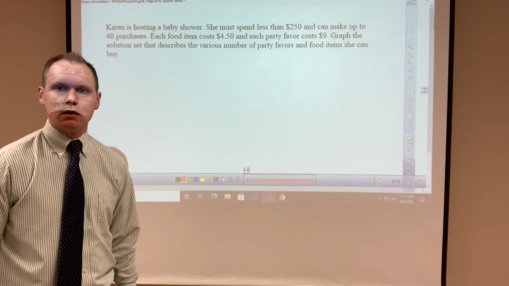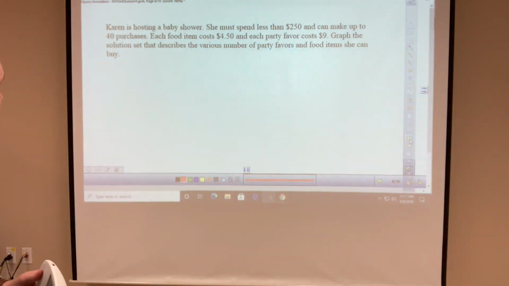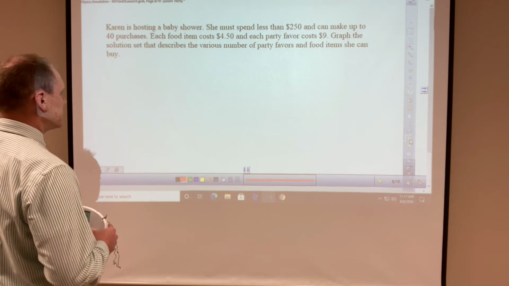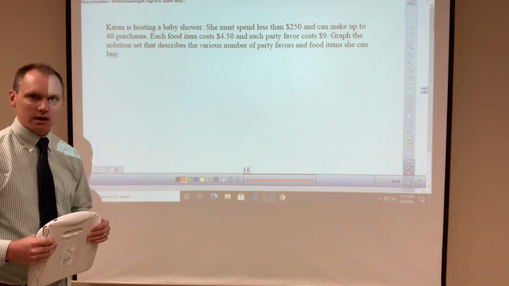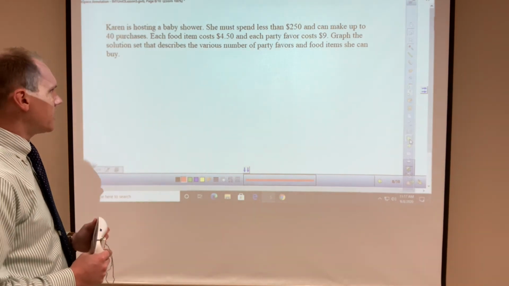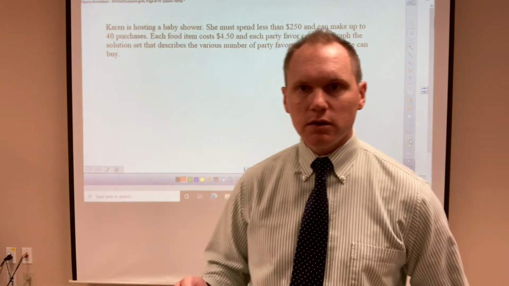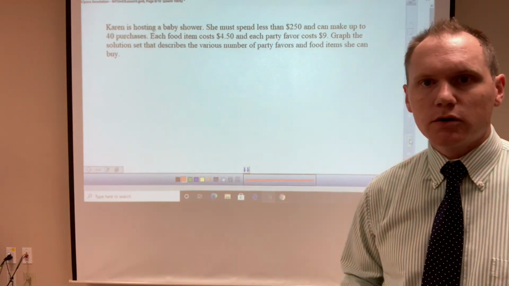All right? All right, in our last situation here, we've got Karen, and she's hosting a baby shower. She wants to spend less than $250 and make up to 40 purchases. Each food item costs $4.50, and each party favor costs $9. Graph the solution set to describe the various number of party favors and food items she can buy. So take a few minutes, see if you can write the system of inequalities, and then graph the solution set.